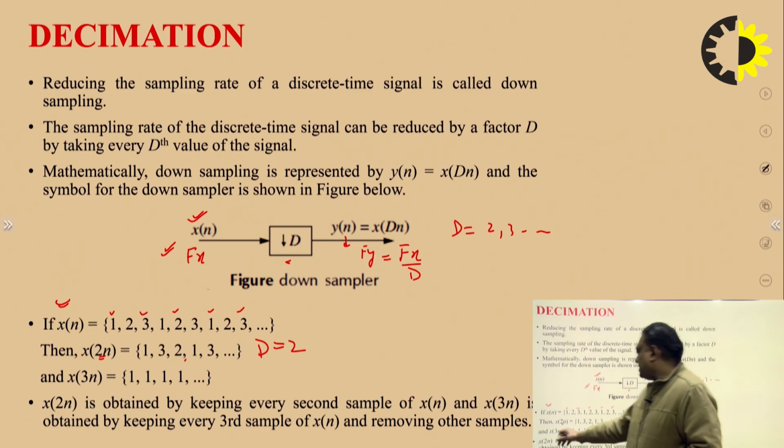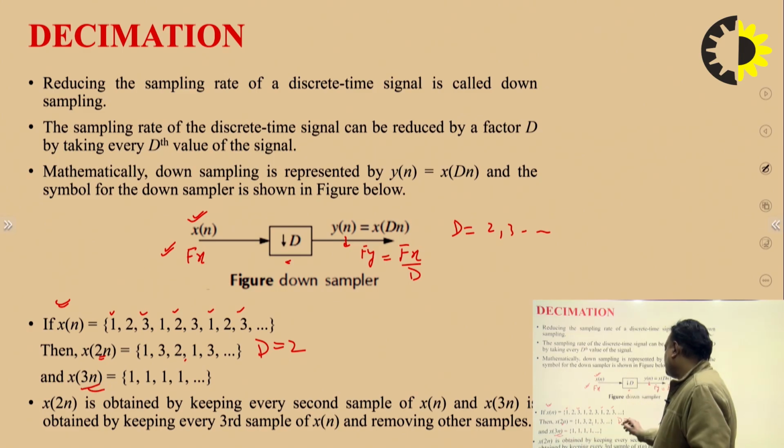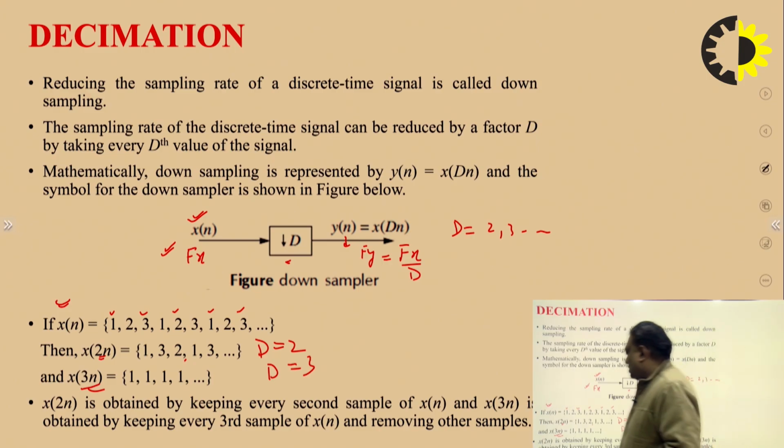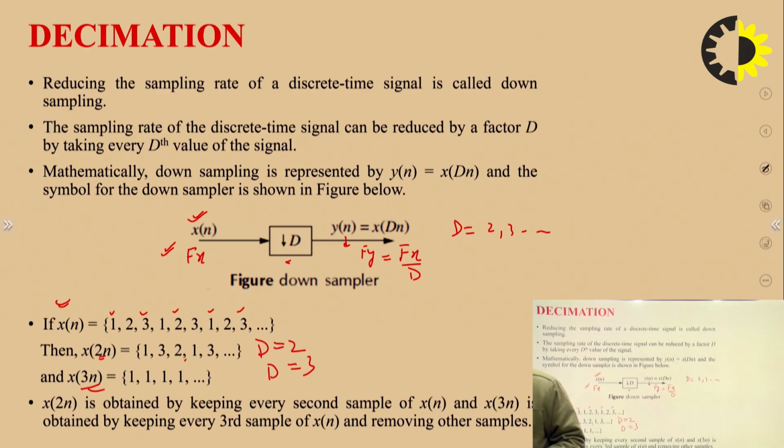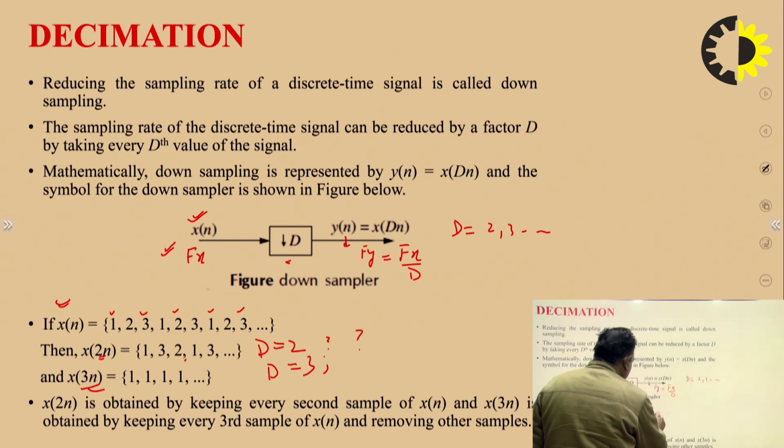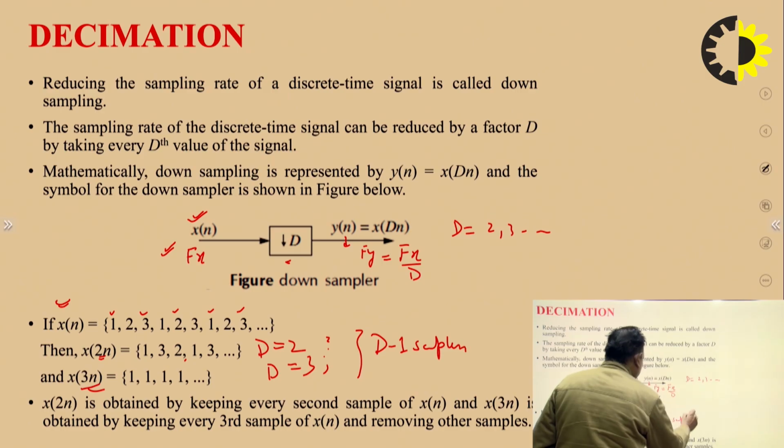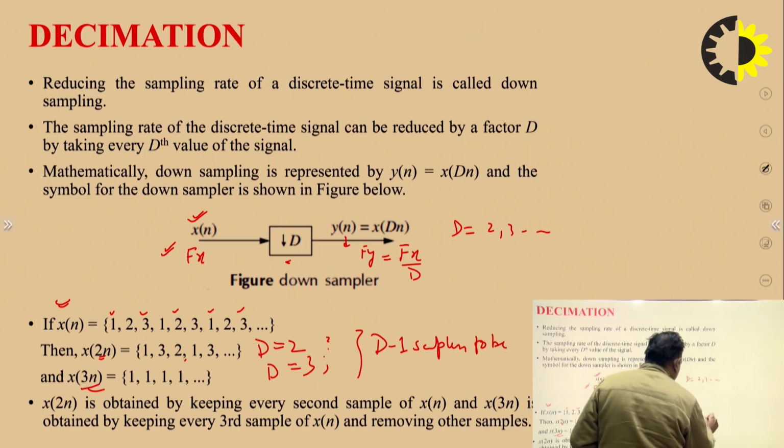And when we calculate x(3n), it means D equals 3. So when D equals 3, we reduce 2 samples, meaning D minus 1 samples. In both cases, you can see D minus 1 samples are to be removed from the input signal.